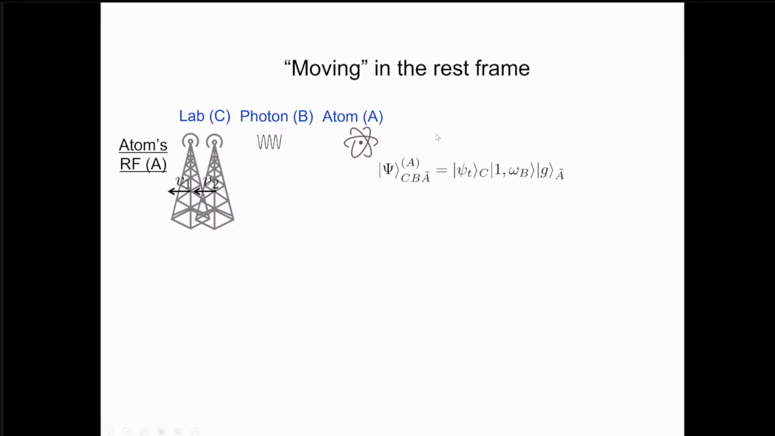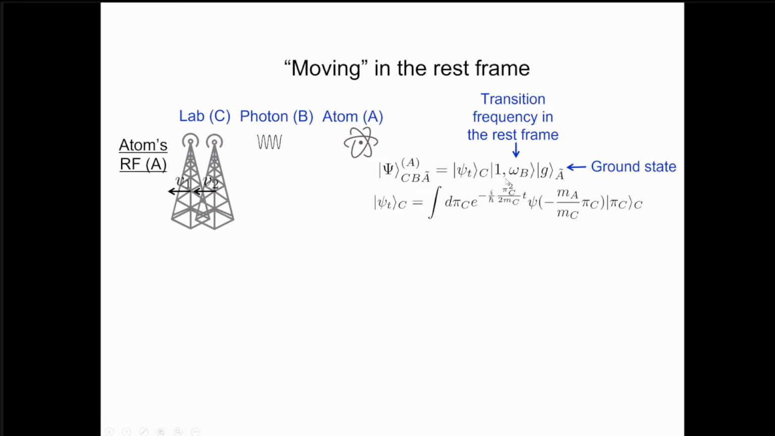In other words, if I'm sitting in the rest frame of the atom, then there are 3 degrees of freedom that I can describe in the following way. There is the laboratory state. Then there is one photonic state with some frequency. And then there is the ground state of the internal degrees of freedom of the atom. And I know how large this frequency must be. That's exactly the transition frequency in the rest frame, to maximize the probability that the ground state goes to the excited state in the rest frame of the atom.